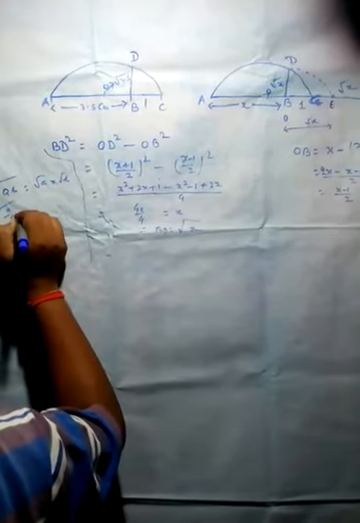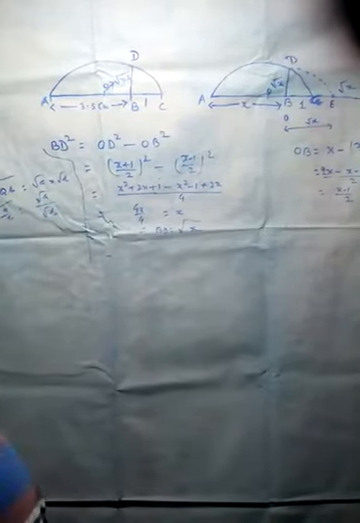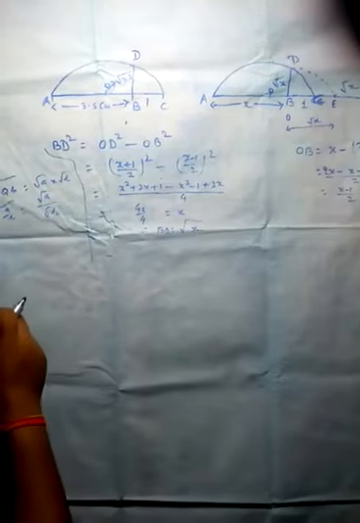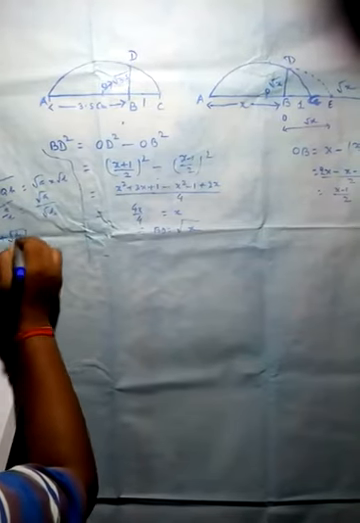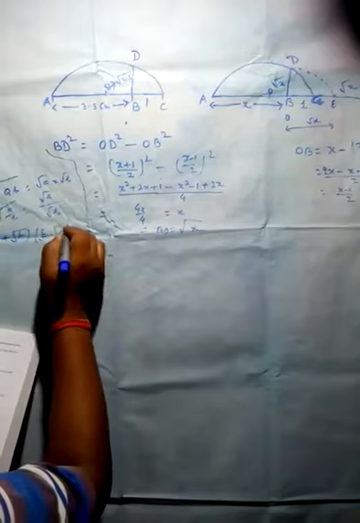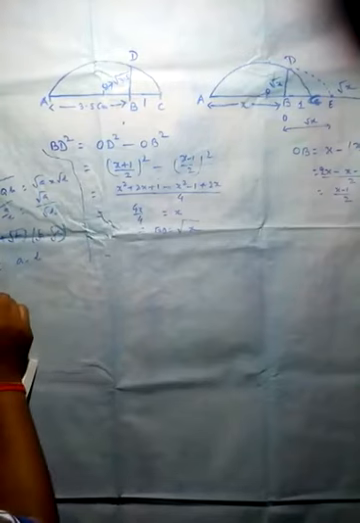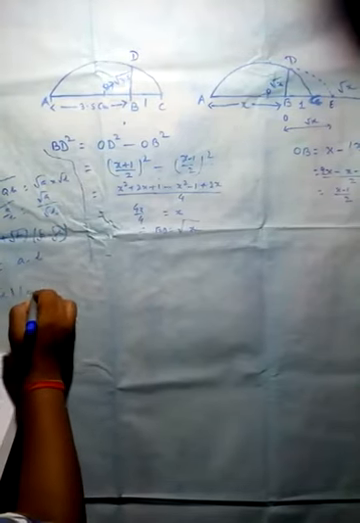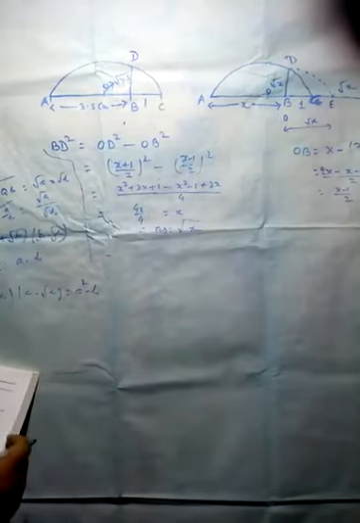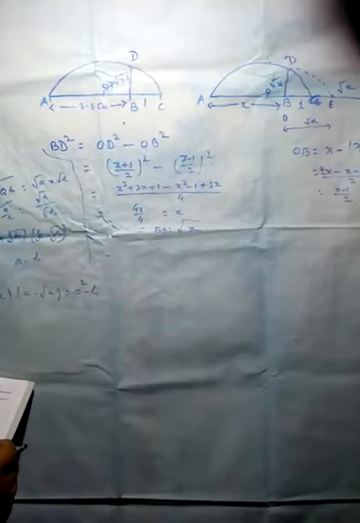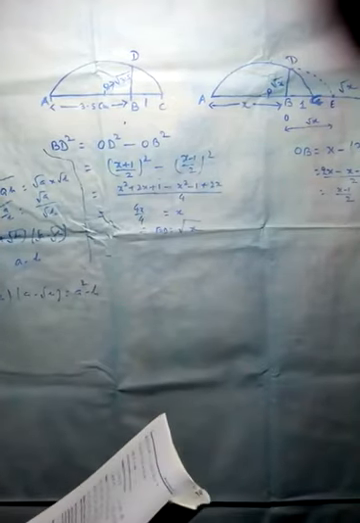Root under a by b is equal to root under a by root under b. You have to remember all this. Root under a plus root under b into root under a minus root under b is equal to a minus b. a plus root b into a minus root b is equal to a square minus b. Similarly, root under a plus root under b in bracket root under c plus root under d is equal to root under ac plus root under ad plus root under bc plus root under bd.